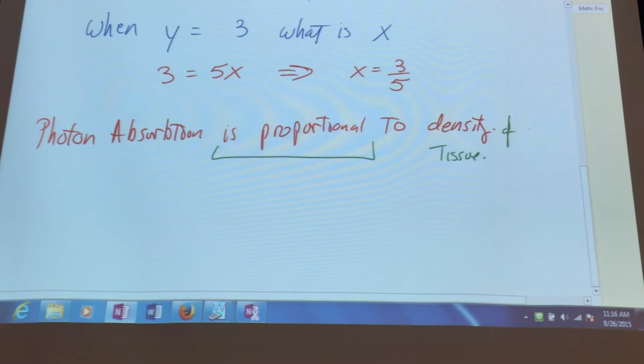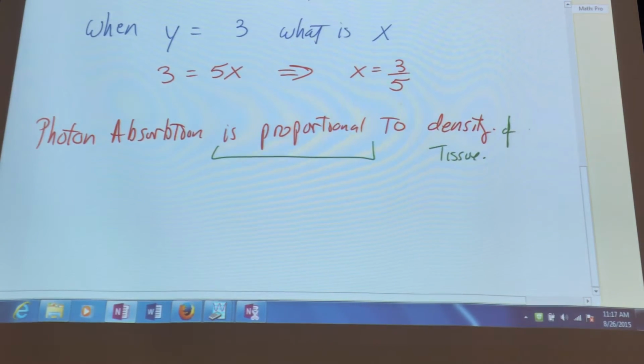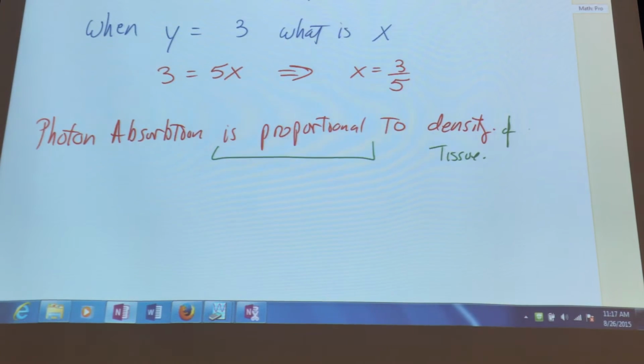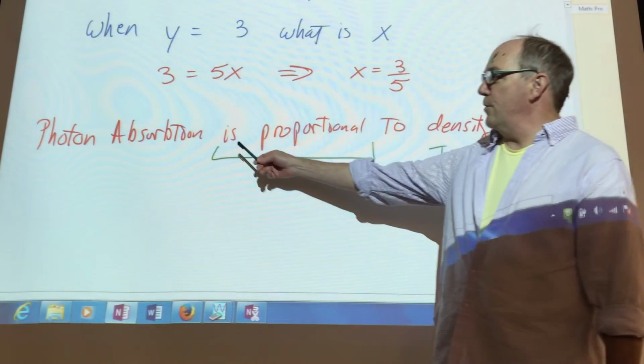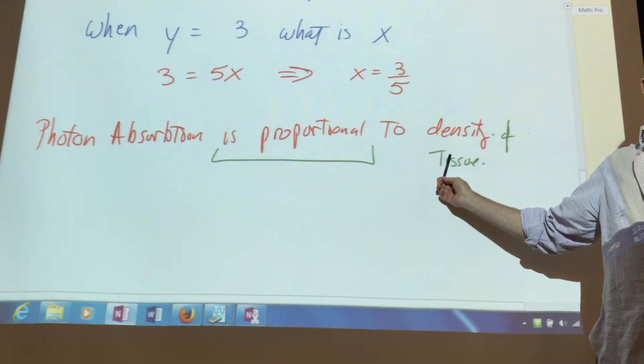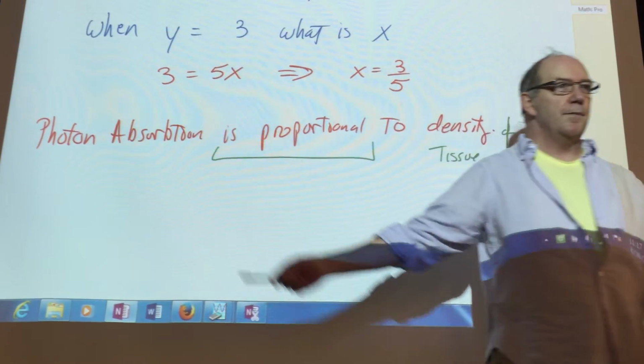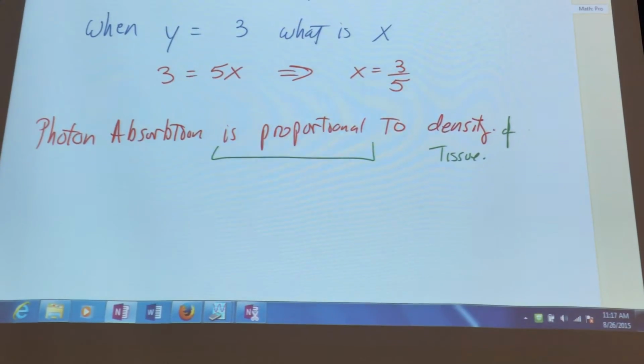So the more dense the tissue or the material that the photon is trying to get through, the more likely the photon is to be absorbed. Correct? Somewhat. Does that make sense? Can you say again, please? Can I say it again? Probably not, but I'll try. Photon absorption is proportional to density, so the more dense the material, the more likely the photon is to be absorbed.